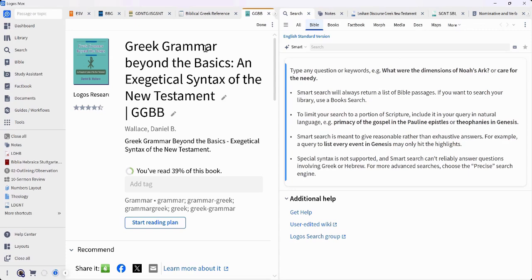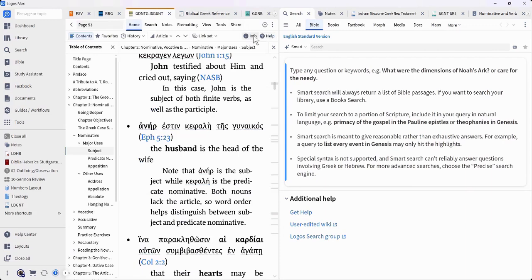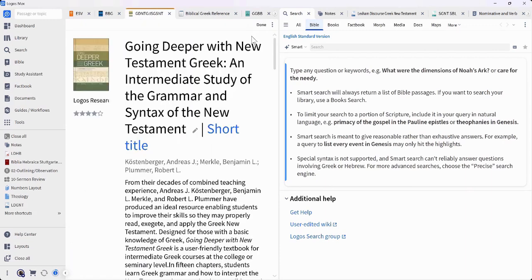So, Greek Grammar Beyond the Basics by the man, Dan Wallace. His book I consult over and over and over. This is a newer book, Going Deeper with New Testament Greek: An Intermediate Study of the Grammar and Syntax of the New Testament, by Andreas Köstenberger, Benjamin Merkle, and Robert Plummer. This is becoming my next favorite grammar I consult.